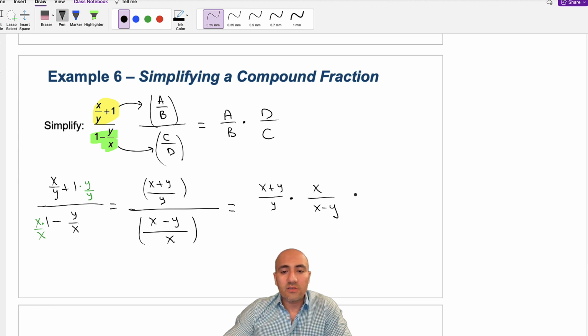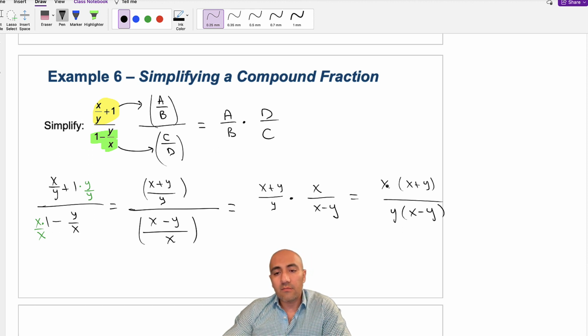Good. And so we just simply multiply across, and that's x times (x plus y) divided by y times (x minus y). And if something reduced or canceled at this stage, we would do it, but there isn't. Obviously, x and y don't cancel, and these two don't cancel because they're opposite signs. Here we have a plus, here we have a minus. They can't cancel. So we're basically done.